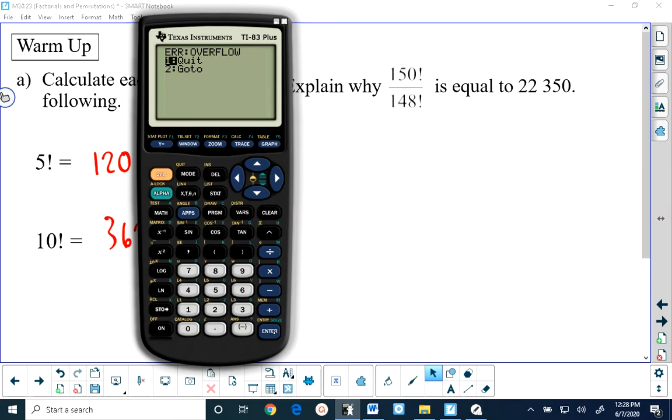gives me an error. The error is called overflow, and what that means is the number is too big. Now, it isn't that the answer is too big, it's that 150 factorial is too big. If you try to calculate 150 factorial or 148 factorial, you get the same error. What that means is 150 times 149 times 148 times 147, all the way down the line, is a number that's too big for your calculator to handle. So how do we go about evaluating this?